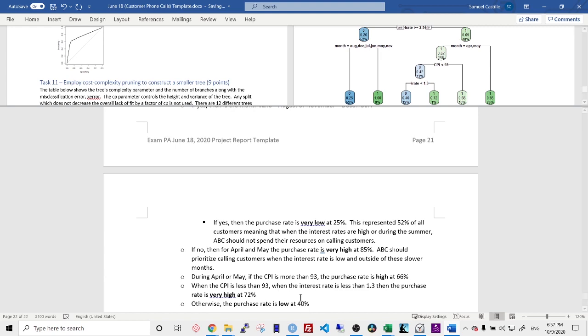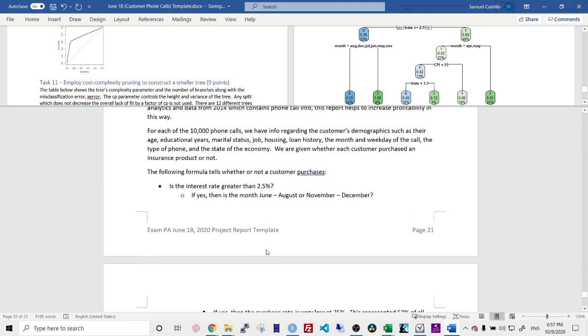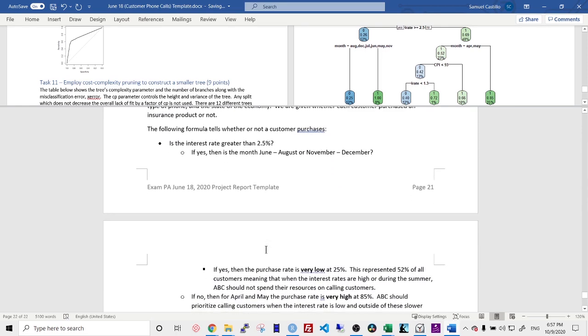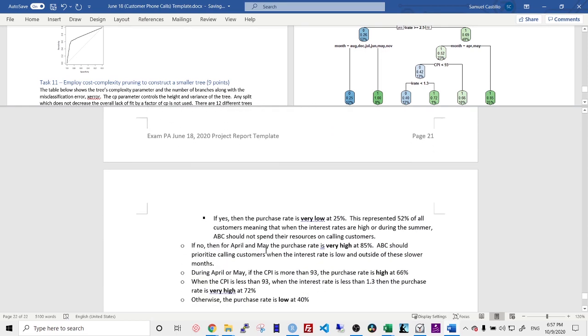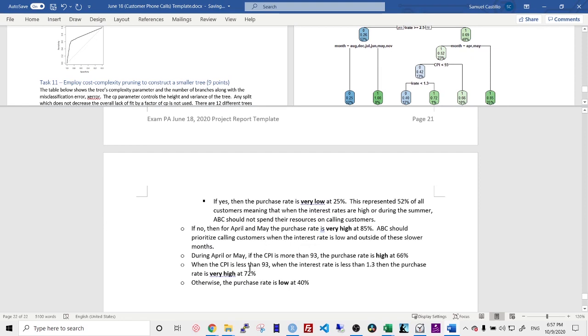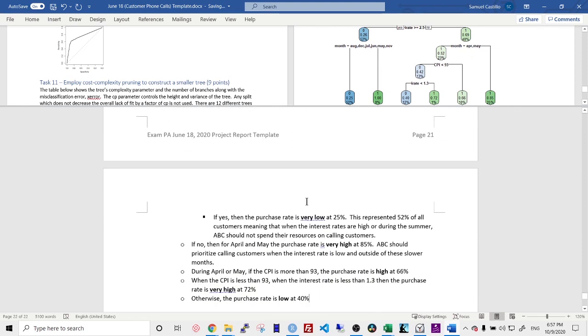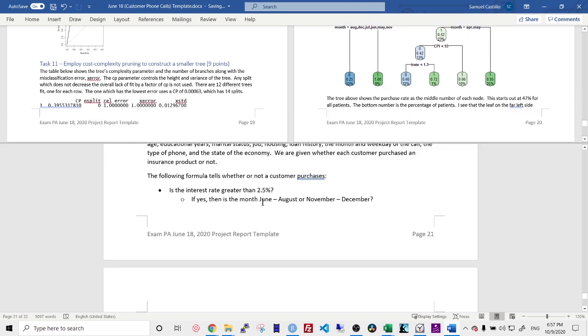And these high, low, moderate are just subjective measures. You could use other words for the same things. So I'm just using very high, high, and low. I could even just simplify this. Let's just use low and high. Let's just see if this is readable.